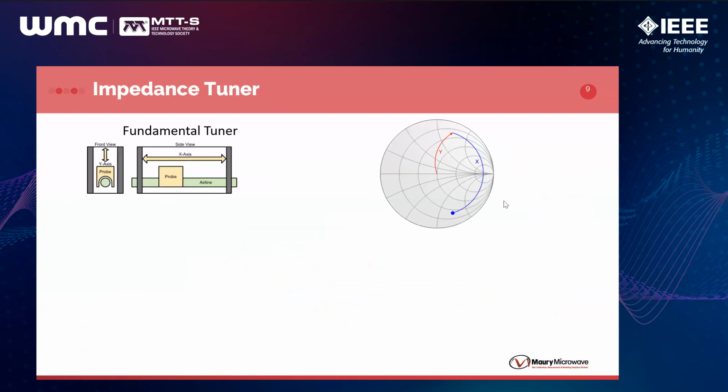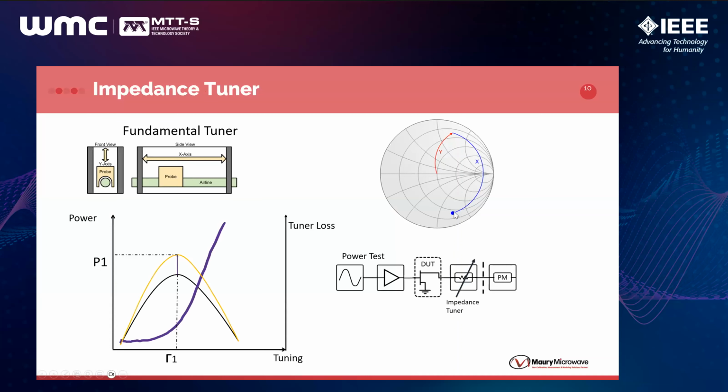First of all, you need an impedance tuner. An impedance tuner is a quite simple apparatus where you have a transmission line with a probe. By moving the probe on the y-axis, you change from 50 ohm to a certain gamma. And by moving the X, you are moving the phase. So you are able to tune on the Smith chart.